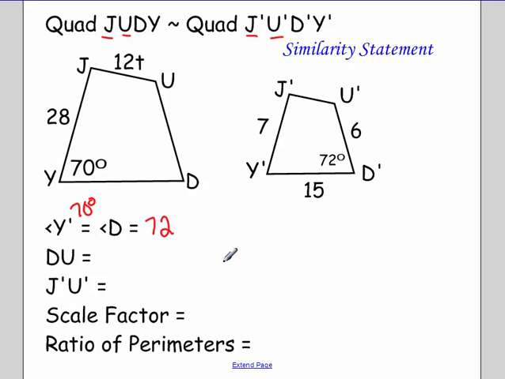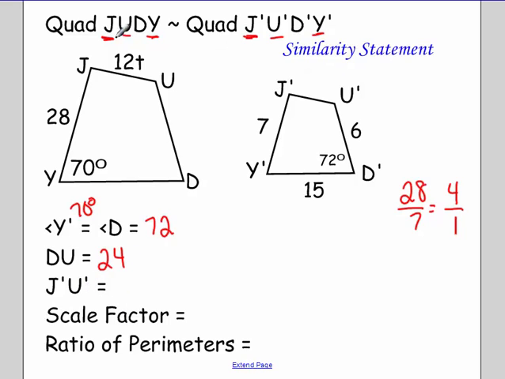Now we need to figure out the scale factor to find segment DU. JY is proportional to J prime Y prime, since those are corresponding sides, so 28 to 7. My scale factor is 4 to 1. Now my scale factor is 4 to 1, so for DU, I just multiply by 4 if I'm going back this way, so that's going to be 24.